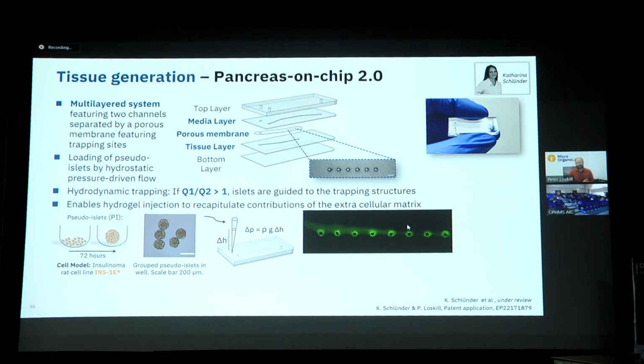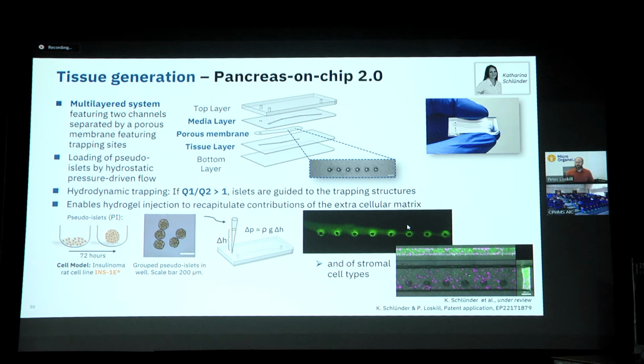And then we can also add an extracellular matrix. So we then inject into the same tissue channel an extracellular matrix. Here we used fluorescent beads to actually visualize it. But instead of fluorescent beads, this extracellular matrix hydrogel can also include, for example, different types of stromal cells. So we can add stromal cell types around the islets in this case.